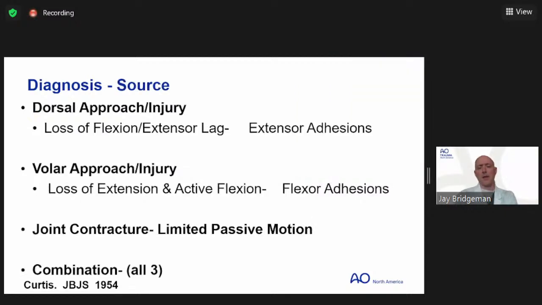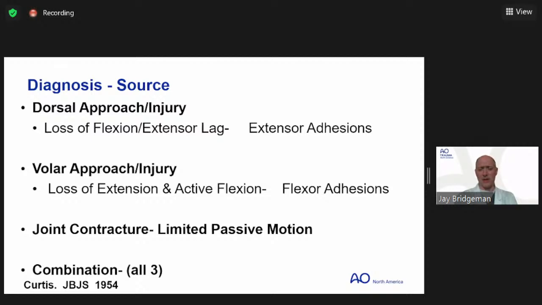The next thing to consider would be, what's the pattern of their injury, or how was their fracture addressed? Was there a dorsal approach? Was there a volar injury, a volar soft tissue injury? In the dorsal injuries, if they've lost flexion, so you can't passively flex the digit, and they have an extensor lag, that's most commonly related to extensor adhesions. And so that's something to keep in mind.